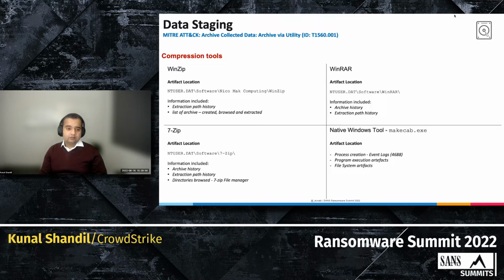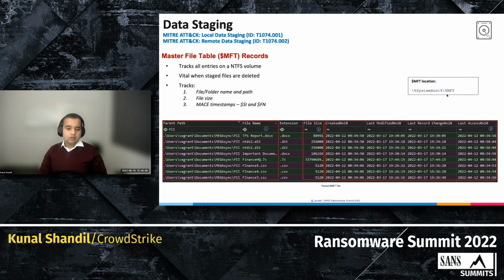There are multiple different NTFS system artifacts that are generated when threat actors are performing the data staging phase. Let's discuss a few of them. The first one I would like to discuss is the Master File Table records. MFT records contain a record of every file and folder that is created on an NTFS volume. So during the staging phase, if the threat actor creates any file or folder on a particular NTFS volume, even if the file has been deleted by the threat actor, the MFT will have those records.